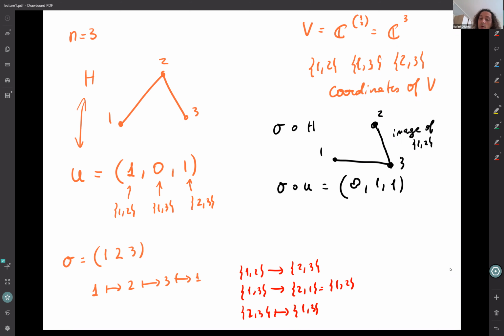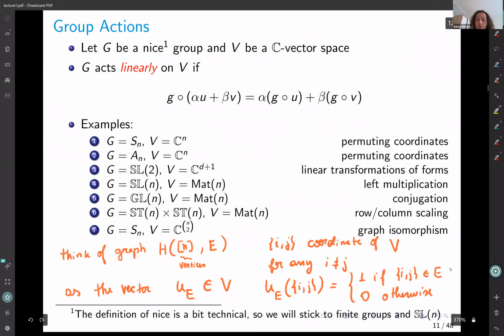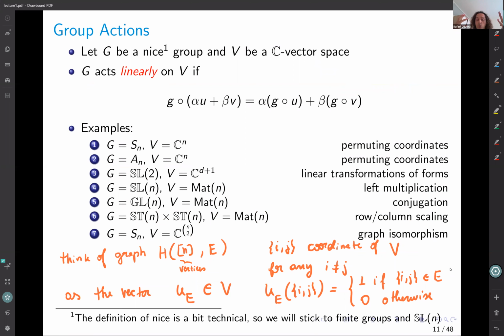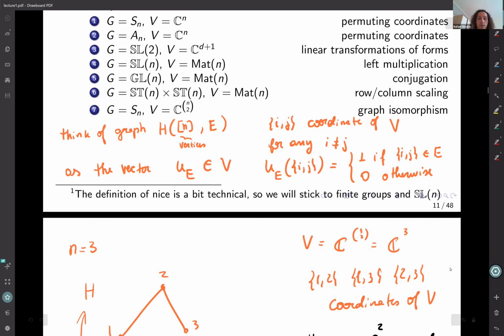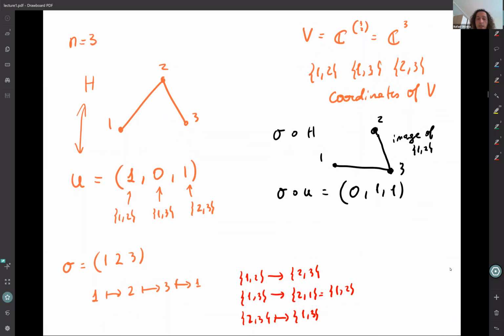Okay, so this is the action here, and this is the action for the graph isomorphism, right? The graph isomorphism problem asks: given two graphs, H1 and H2, is there a permutation of the vertices of H1 that, once we have this induced action on the edges, makes H1 become H2? This is quite important in logic, computer science and combinatorics.